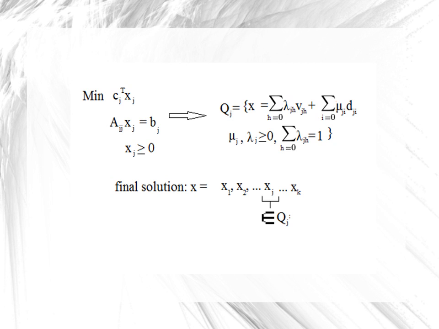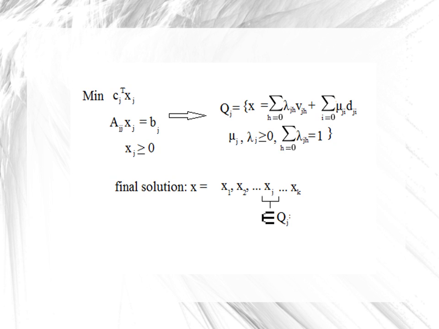This is an independent problem for block J. The constraints will give us a feasible region Qj. Now remember from earlier, every point in the feasible region can be represented by the extreme points and extreme rays of that region. Vjh is the hth extreme point in Qj, and dji is the ith extreme ray in Qj.